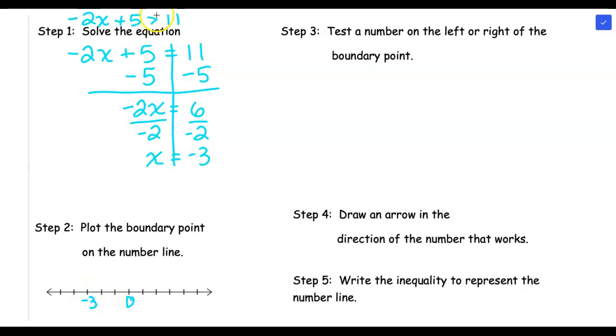Now notice in my original symbol, I have a greater than. I don't have an or equal to, so I don't want that boundary to be filled in because it's not a solution to this inequality. So I'm going to leave that open.